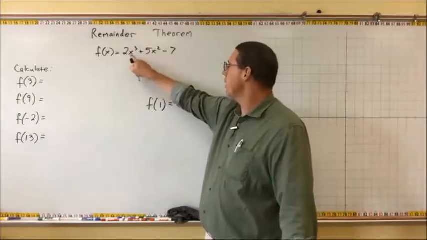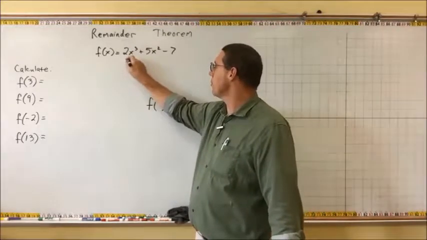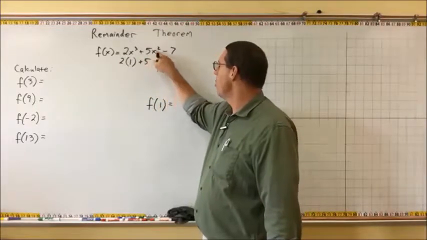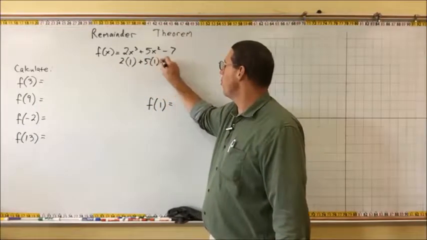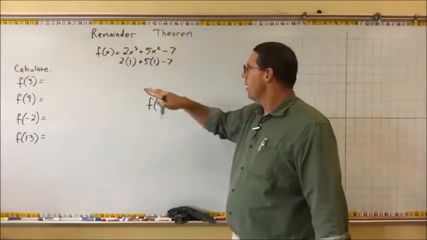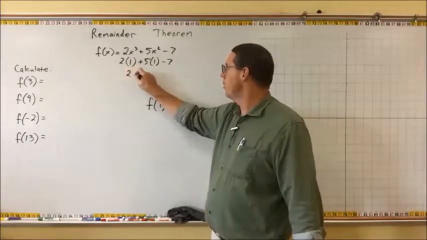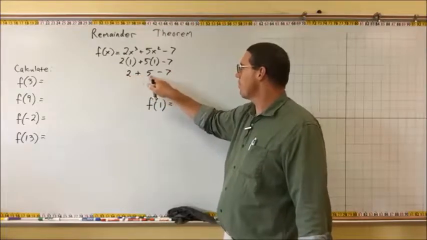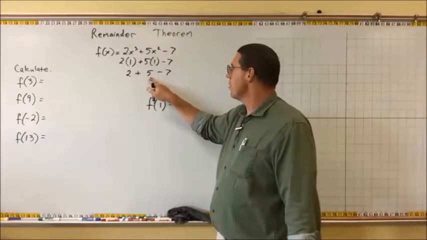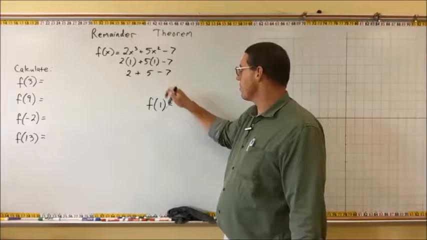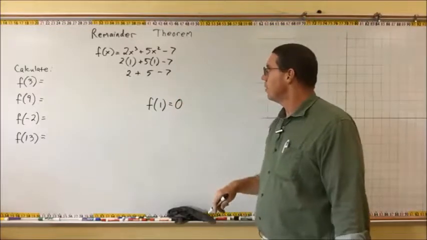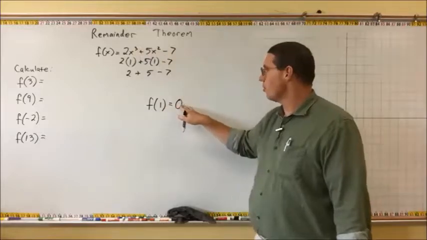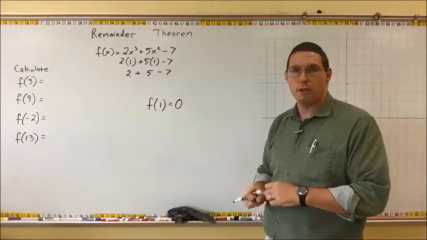Okay, so if we put a 1 here, 1 to the third power is 1, so we'd have 2 times 1, plus 5 times 1 squared is also 1, minus 7. And so then 2 times 1 is 2, plus 5 times 1 is 5, minus 7. And 2 plus 5 is 7, minus 7 is 0. Okay, so we know that if we were to plug a 1 into this, the answer would be 0, and that's going to become important later.